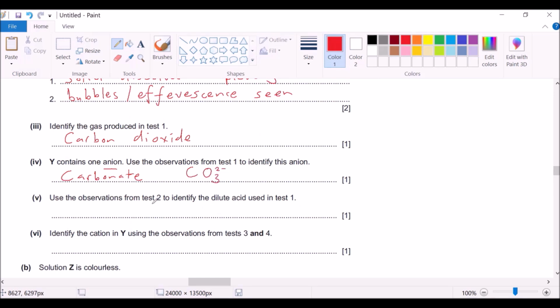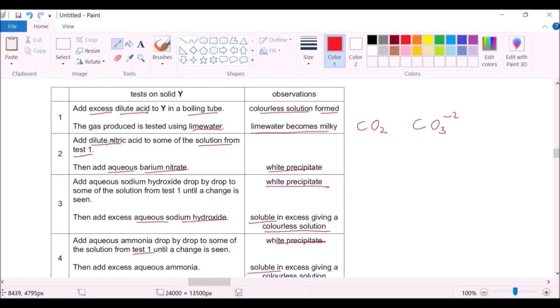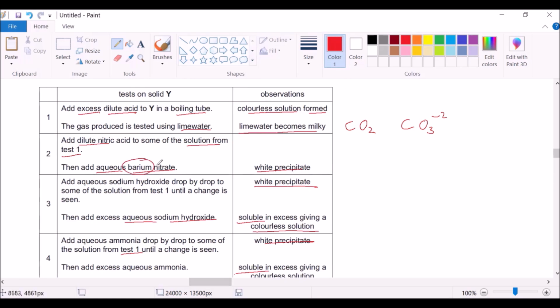Use the observations from test 2 to identify the dilute acid used in test 1. Dilute nitric acid is added to some of the solutions from test 1, then add barium nitrate. A white precipitate is observed. Since all nitrate salts are soluble, we'll see which ion will form a precipitate with barium.